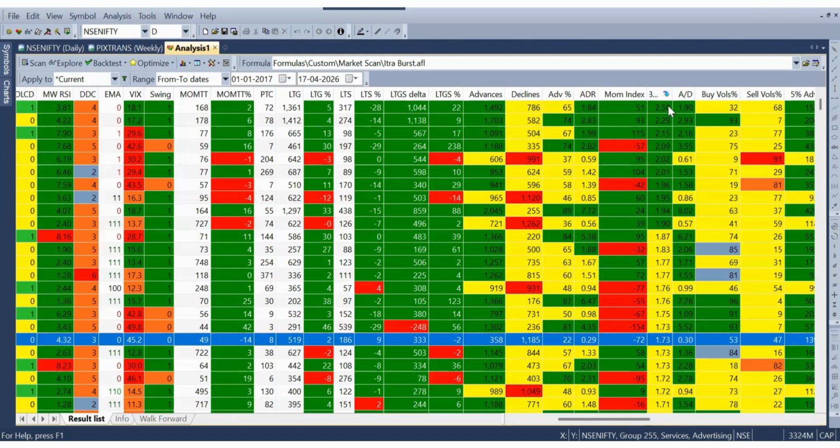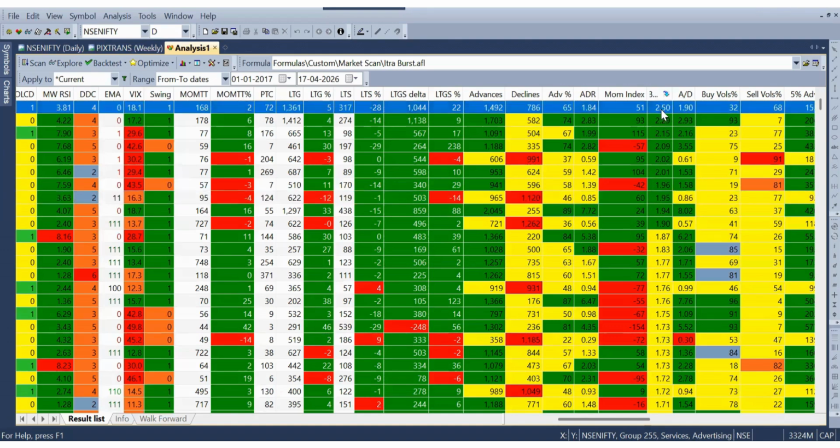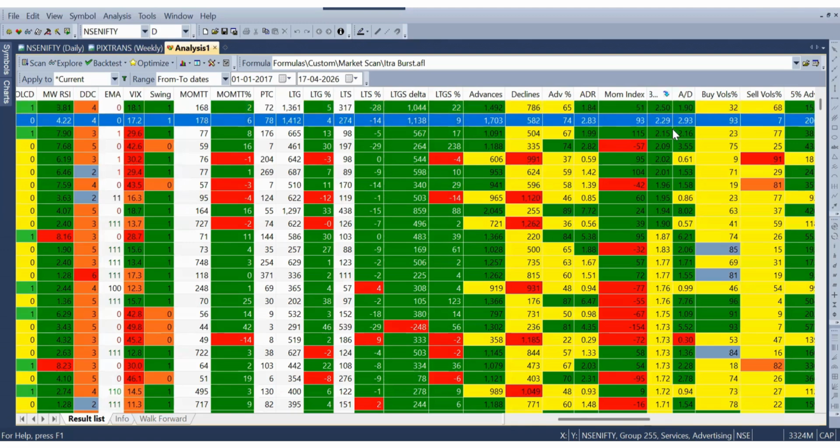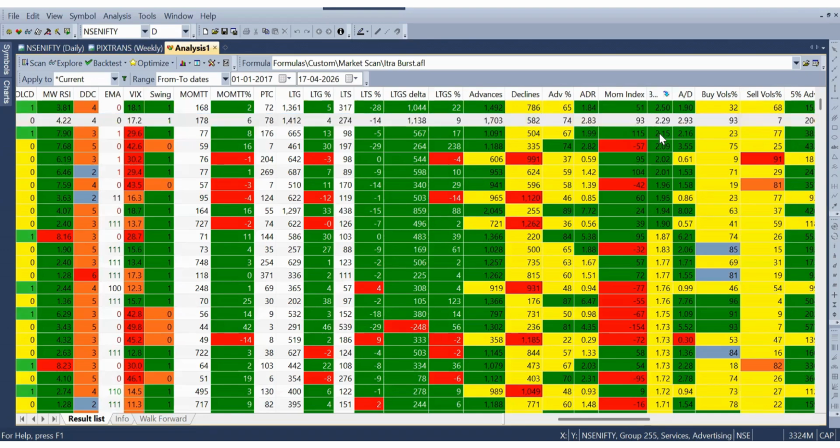Now we are talking about the BAM. The BAM data that you can see right now, 2.5, is the highest ever in the last 10 years. This is the data for Thursday, which shows you how ferocious the reversal recovery is in the Indian market right now. The second number is 2.29, which happened on Friday. It is more ferocious than what happened during COVID times. Thursday and Friday are the two best BAM days in the last 10 years.